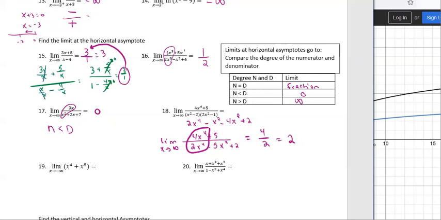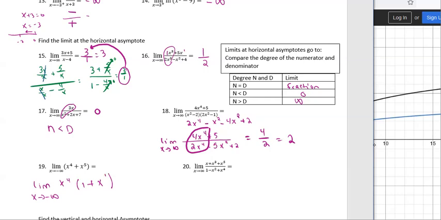Let's try the next one, number 19. Well, now we have a problem. Just when we thought we were getting the hang of it, we don't have a numerator and a denominator. So now we're going to have to see if we can do some logic. So let's see if we have our limit here as x is approaching negative infinity. And I see an x to the fourth in common. So let's see if we can pull that out. Let's see if that does us any good.